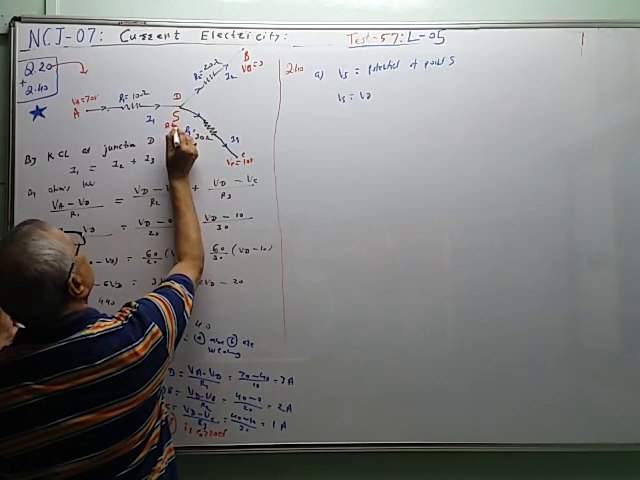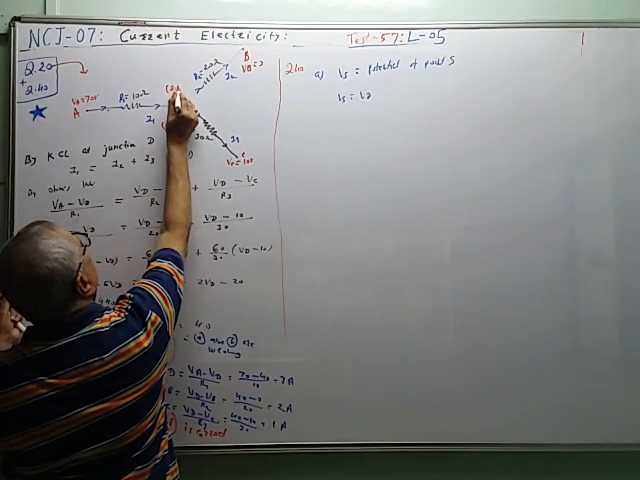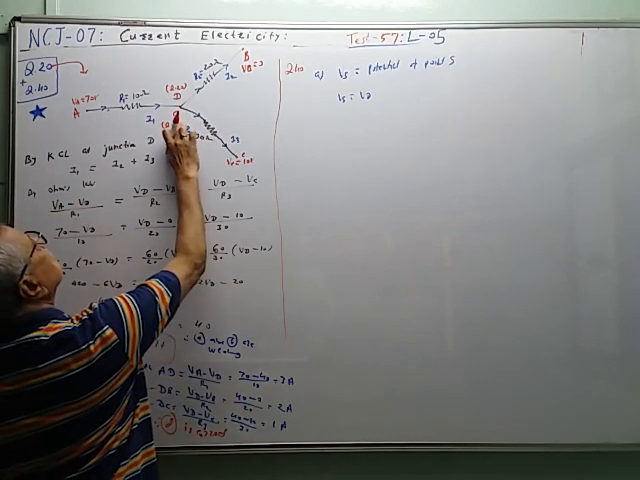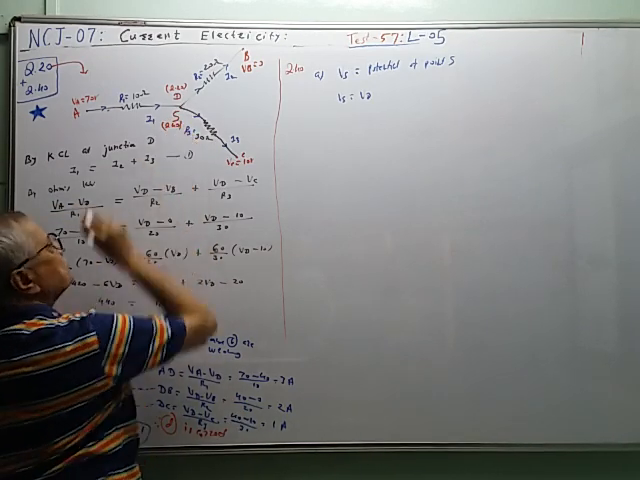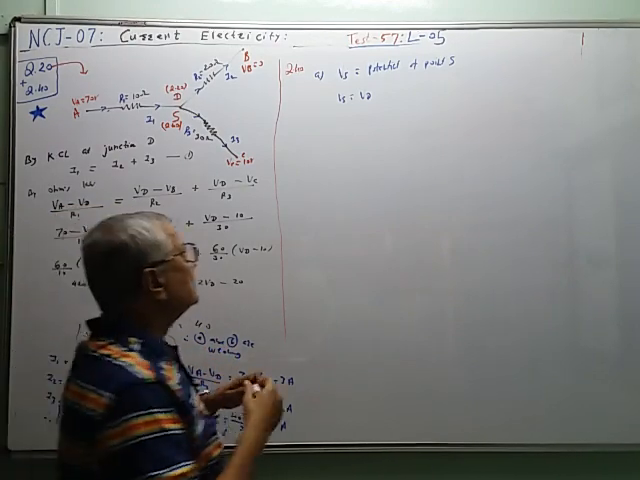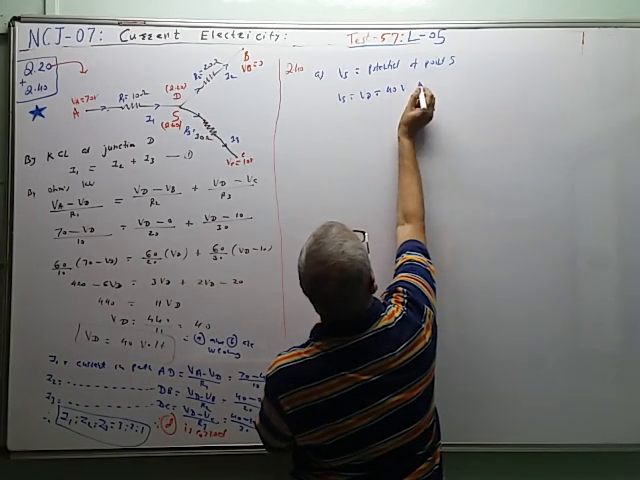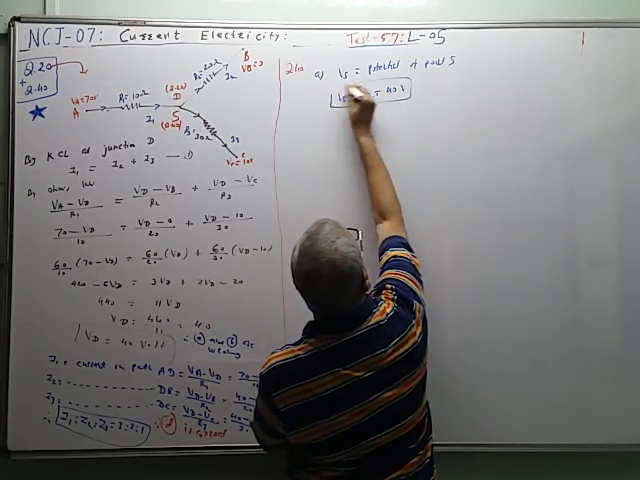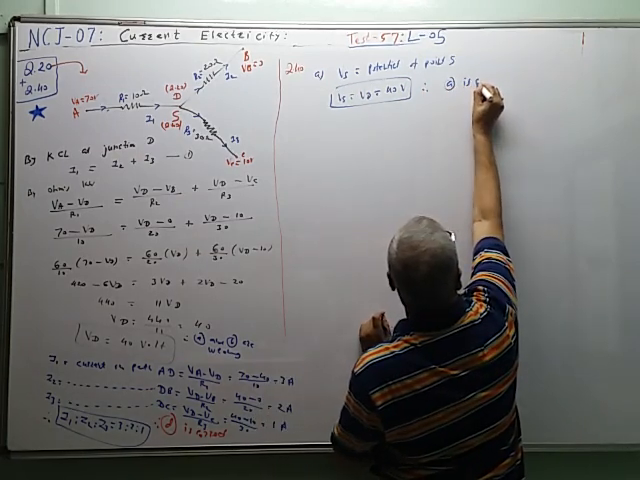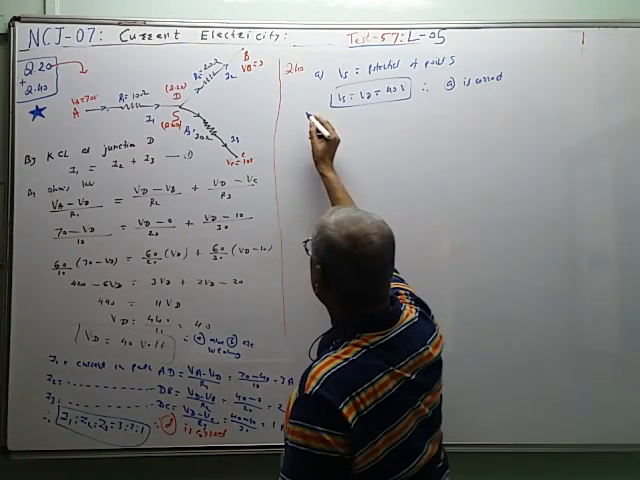For question number 40, this is for question number 20. Only this much change has been made. So VS is equal to VD is equal to 40 volt. Therefore, A is correct.